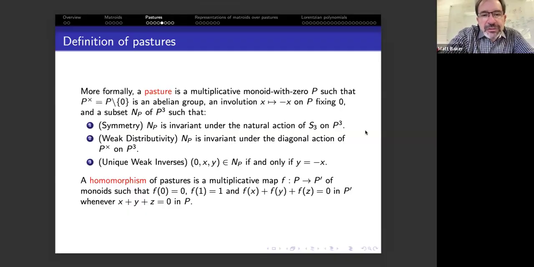So a homomorphism of pastures is a multiplicative map that takes 0 to 0, 1 to 1, and takes null expressions to null expressions. You should also demand that it preserves negation, but that's automatic from axiom 3 here, if you think about it.